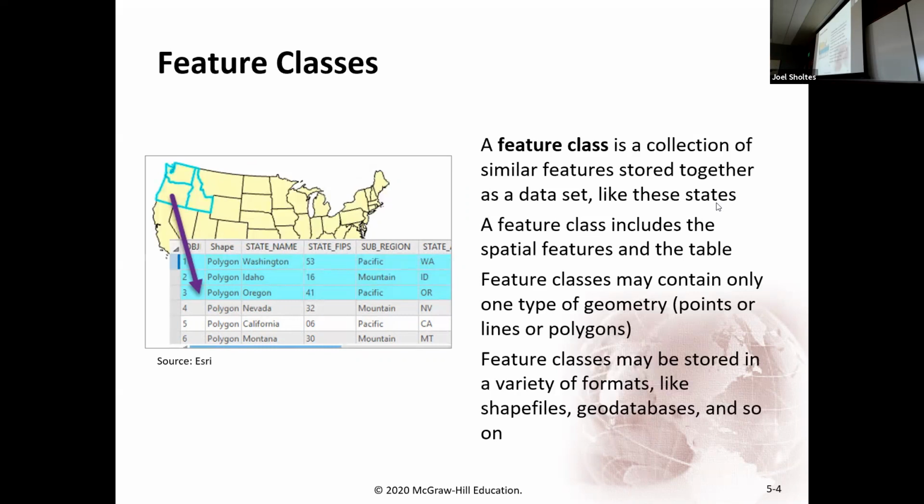So what we're looking at, another name for it, is called a feature class. Shapefile and feature class are the same thing, and we use them interchangeably. So in this case, it's a collection of similar features stored together like a data set. It includes the spatial data as well as the database files.